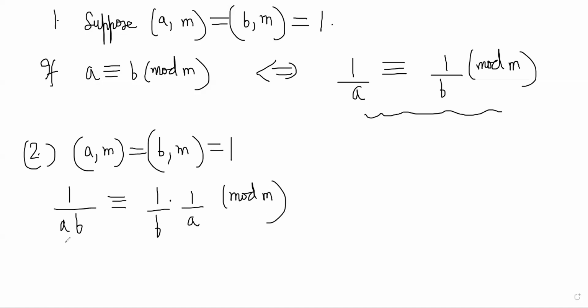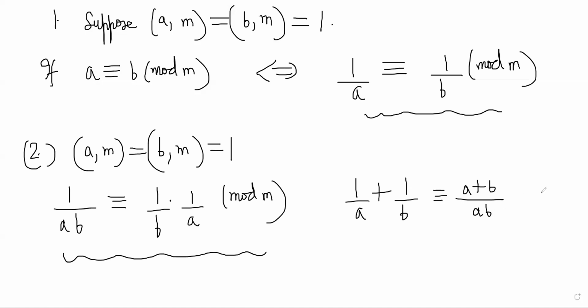So this is the inverse of AB, and this is the product of the inverses of A and B, right? This is one relation, and the other relation is 1 by A plus 1 by B is congruent to A plus B by AB mod M. So these relations are only true if A and M are coprime and B and M are coprime. And you can verify these two relations by checking with some examples.